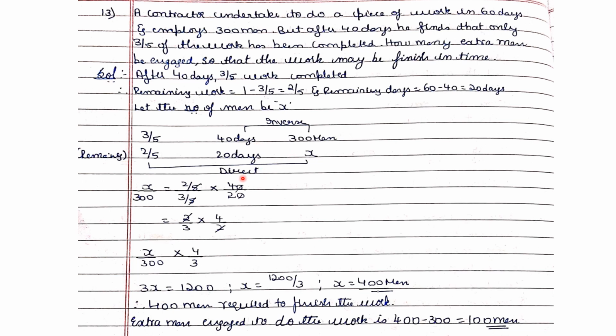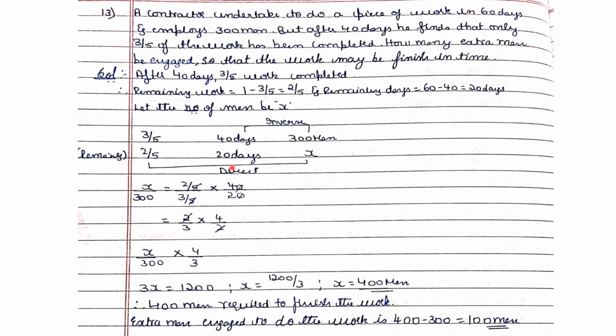So now, x divided by 300. Why? Because that is the inverse. The remaining is direct. So 2/5 divided by 3/5, and 40 divided by 20. Here these two are direct. Whichever is direct, you take as it is. So here we are taking x divided by 300. So you have to find out the remaining is equal to.